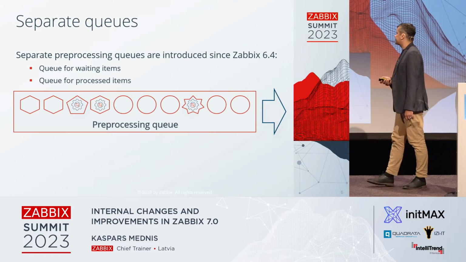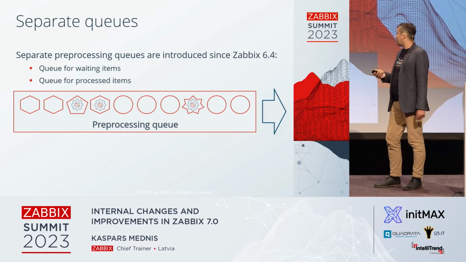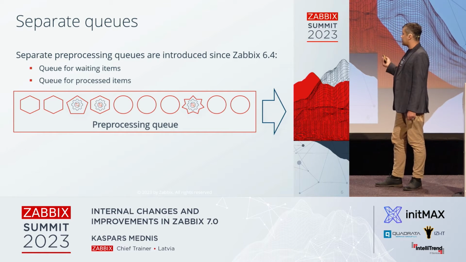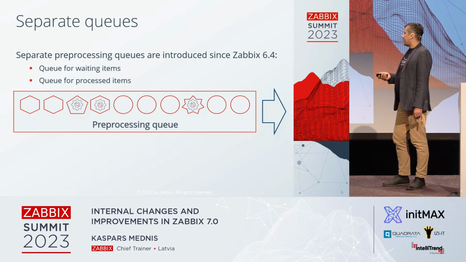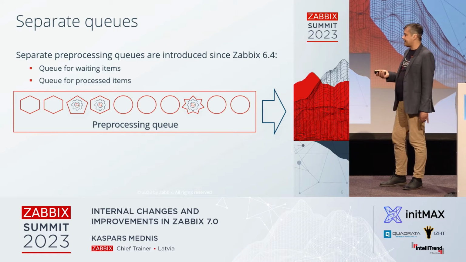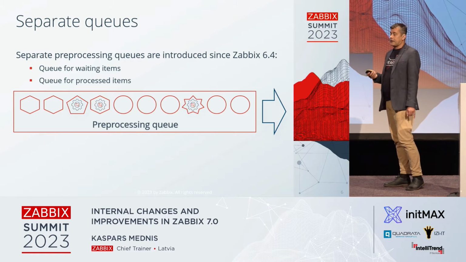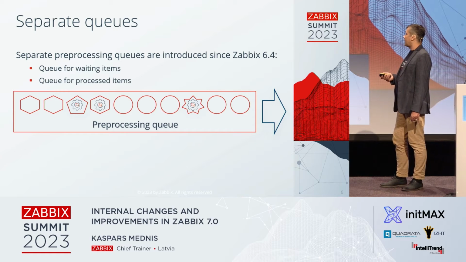So, how did we solve the problem in 6.4, which is already, by the way, available for production? We implemented multiple queues. The actual technical implementation is not so simple. I have a very simplified version on my slides, but it's enough to understand.